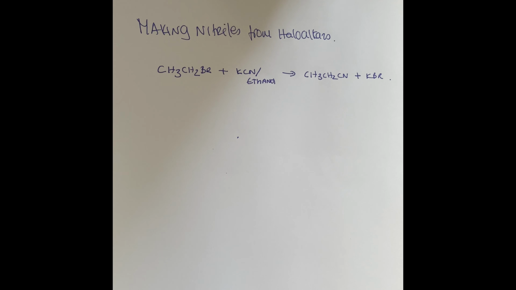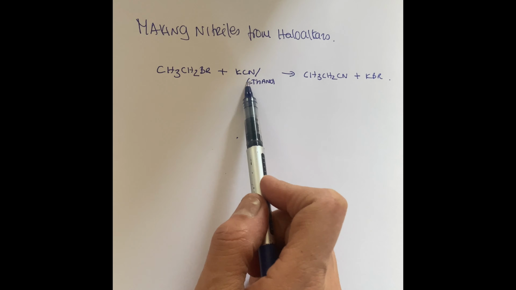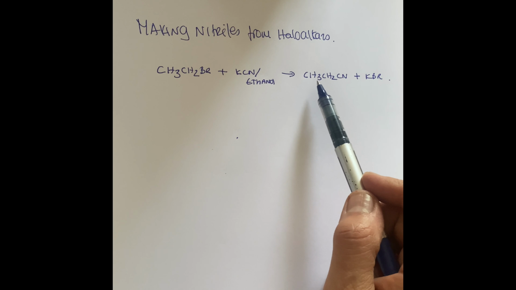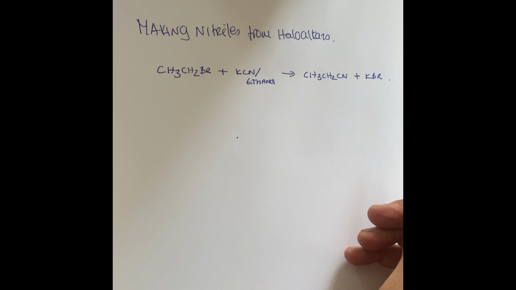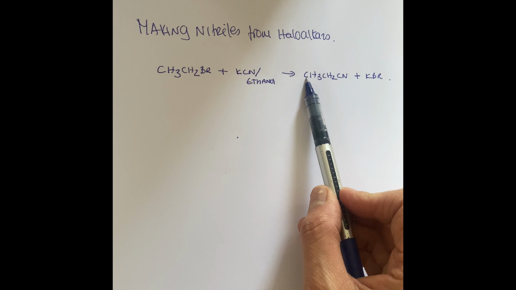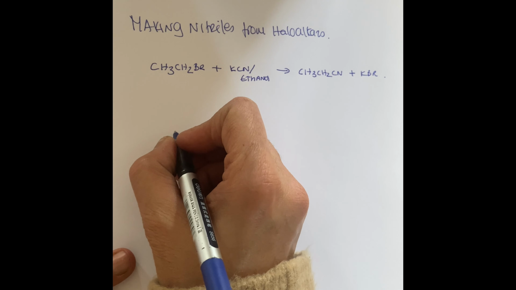Right, the next one I'm going to show you is how to make nitriles from haloalkane. So you got your haloalkane again, and you mix with the KCN and ethanol, you reflux that, and you end up with your nitrile plus KBr comes out. Now, if you notice something, you have an extra carbon added to the chain, so it's a bonus thing. So if you want to increase your carbon chain, how do you start that? I'm going to show it to you.